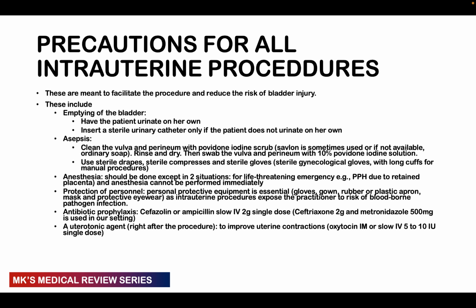Cover this patient on some prophylactic antibiotics, cefazolin or ampicillin. Slow IV injection, 2 grams is a simple dose. In our setup, we give ceftriaxone 2 grams and metronidazole 500 milligrams. Then, of course, a uterotonic agent must be given after the procedure to improve the contractions. In our case, we give oxytocin as an intramuscular injection or as a slow IV infusion, 5 to 10 international units as a single dose.